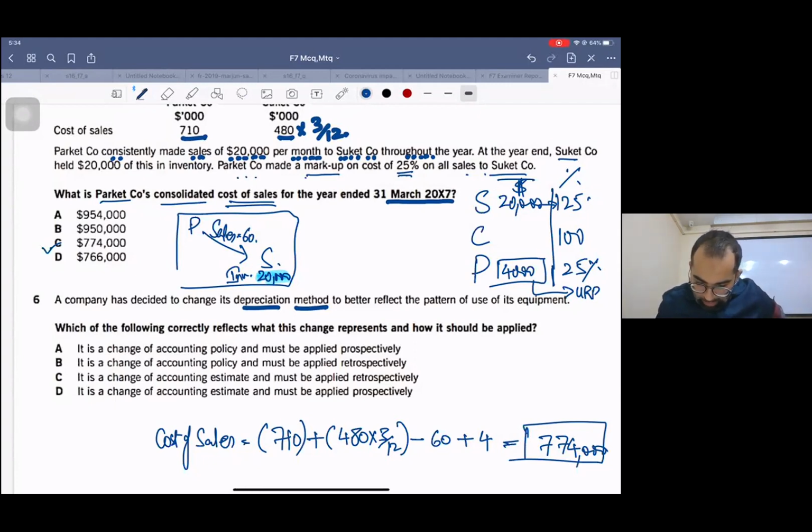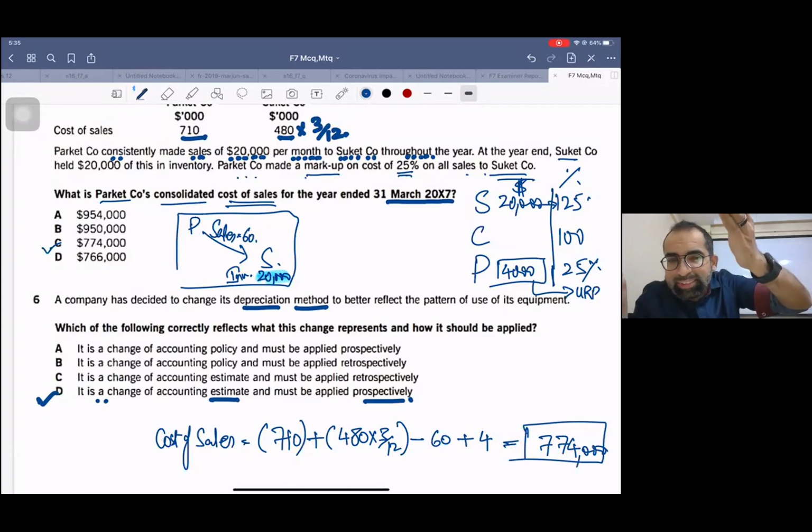Listen, the answer is: it is a change in accounting estimate and must be applied prospectively. For question number 6, the answer is D. Changes from straight line to reducing balance, these all are estimates, and changes in accounting estimates are always adjusted prospectively. I told you this in question number 3 as well. One guy is asking: yes, for policy we do retrospective.